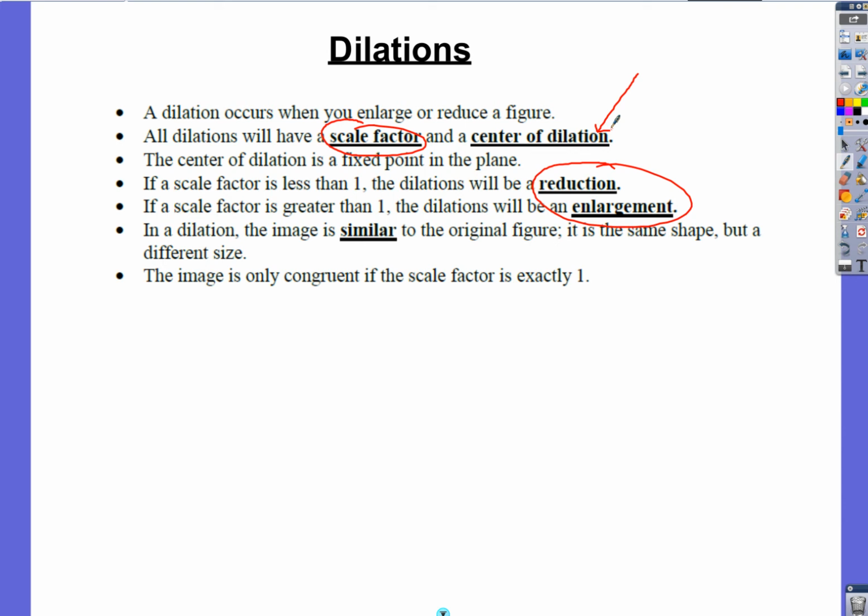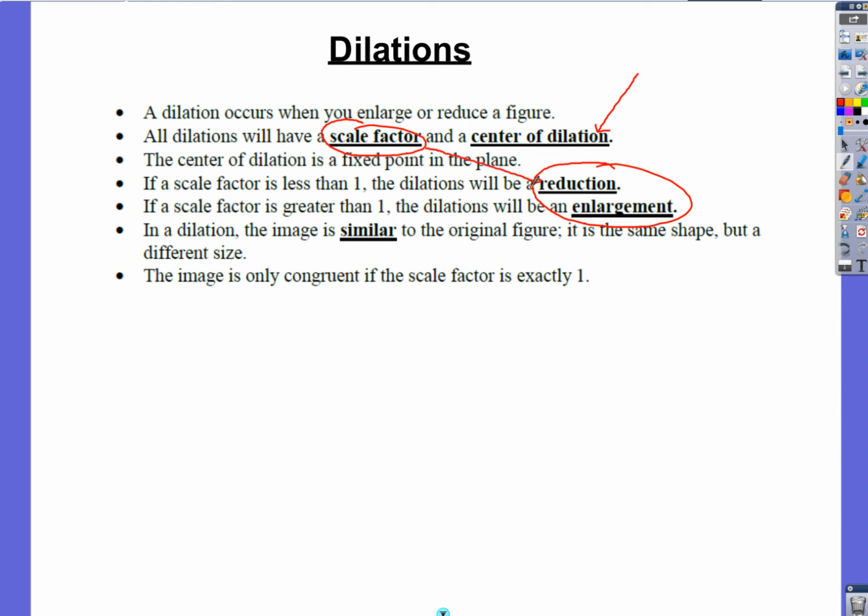This word similar, that's important, but not really yet, because we haven't done similar figures yet. So even if I try to explain it, it's probably not going to make too much sense to you. So I'd rather worry about that later. When we do the similarity unit, we get a little bit more into dilations then.